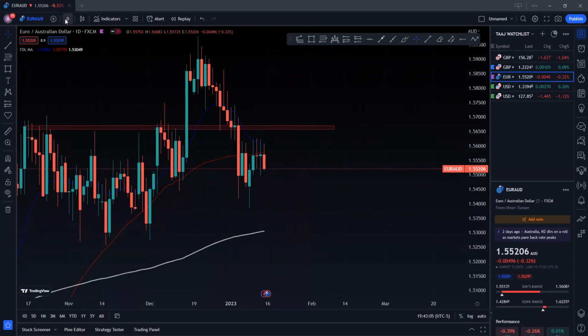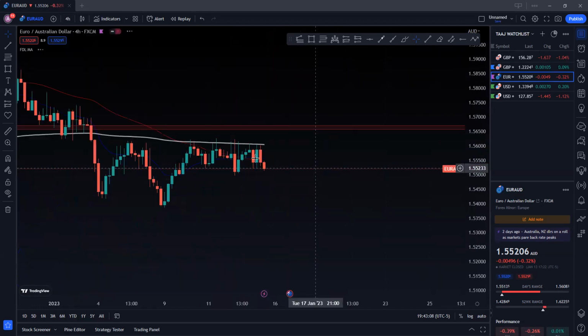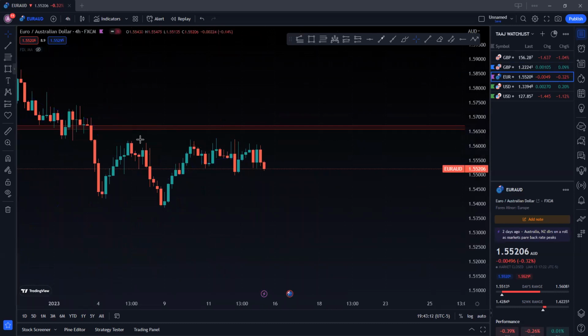in this section. So if I go to the 4-hour time frame, as you guys can see, this is an area of resistance.